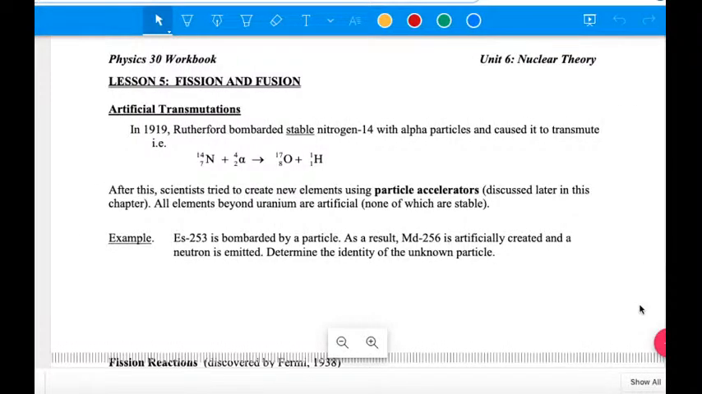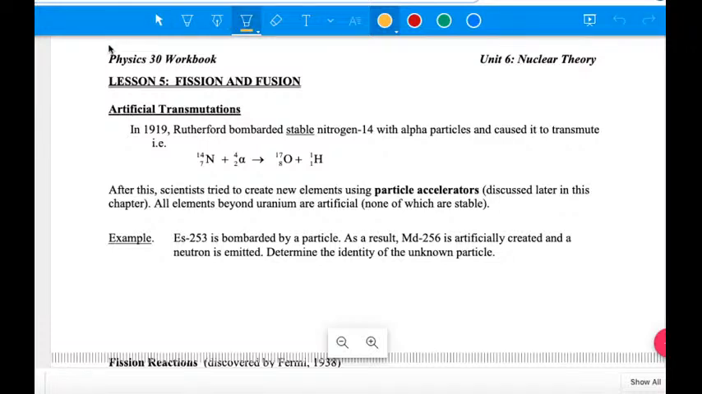Let's take a look at Unit 5, Unit 6, Lesson 5, Fission and Fusion. I'll just go over the notes here. There's a separate video for the examples, but I think it's worth just going over the definitions a bit and what's happening with these reactions.